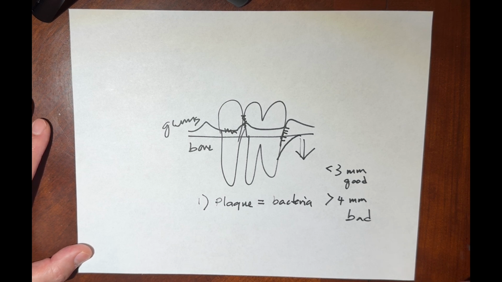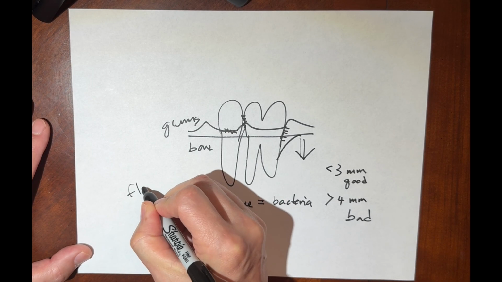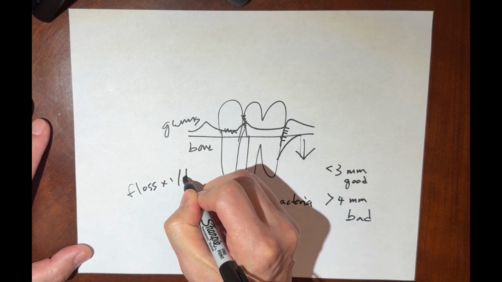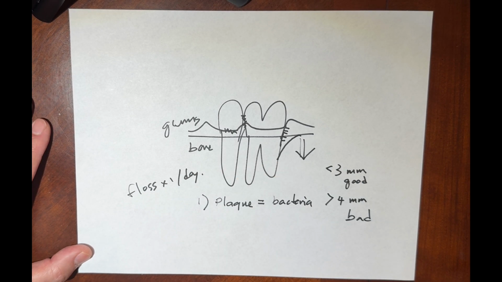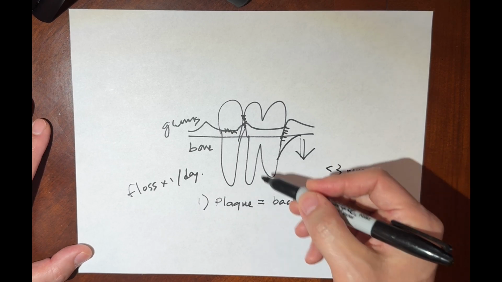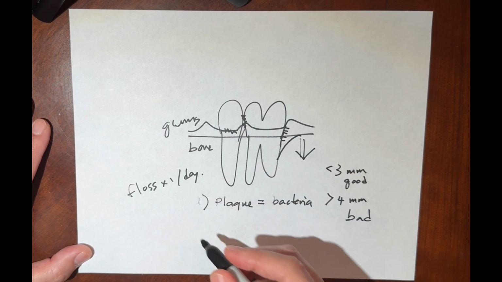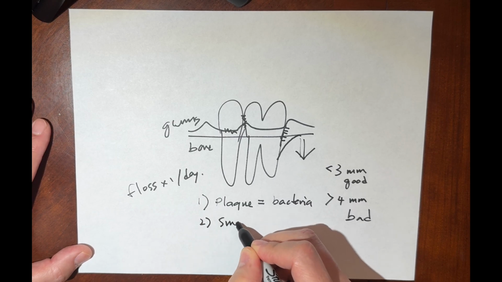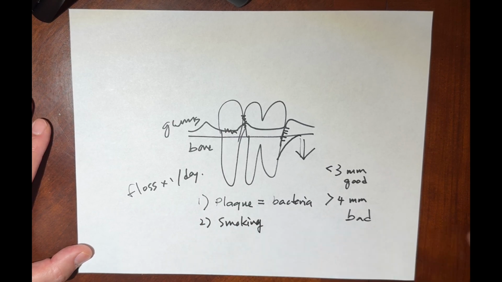Okay? And this bacteria, if we gave you a thorough cleaning today, it'll all come back in about 24 to 48 hours. And that's why it's really critical for you to floss at least once a day. Okay? Now, in addition to the bacteria causing the infections of your gums, smoking affects how your body fights off infections. So if you continue to smoke, that's going to have a critical impact on how well you respond to any of the treatments that we'll be prescribing.